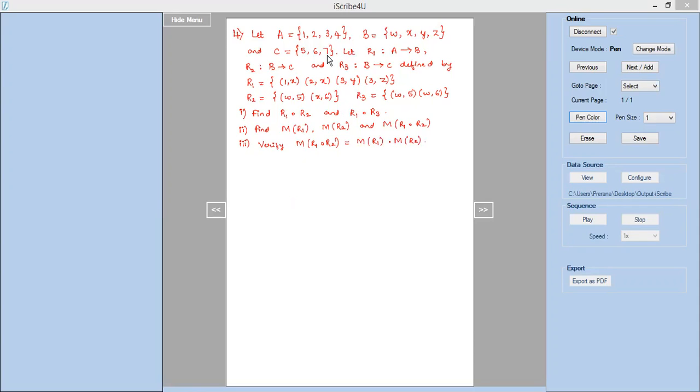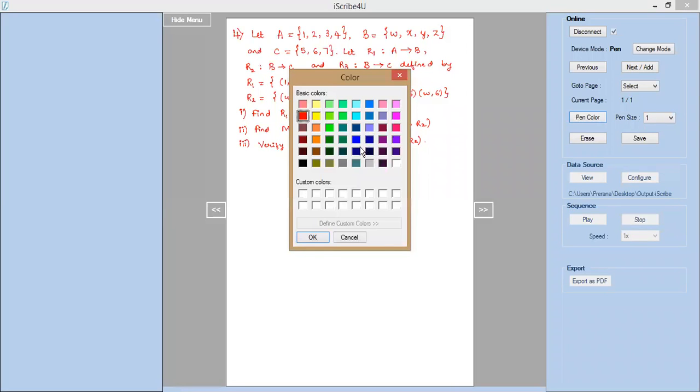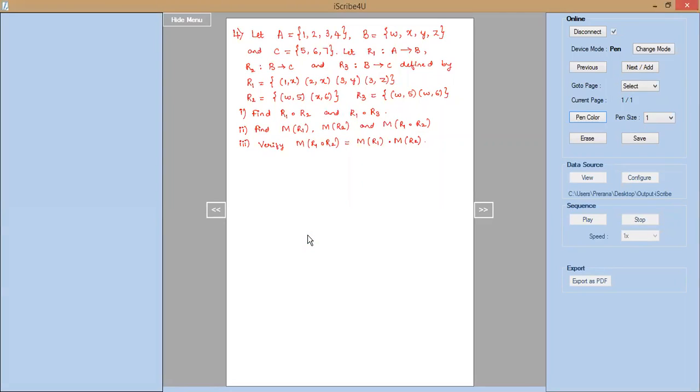So sets A, B, C are given for us. R1, R2, R3 are defined as given below. We need to find the composition of two relations, R1, R2 and R1, R3. Then we have to find matrix R1, matrix R2 and matrix R1 composition R2. And we need to finally verify matrix of R1 composition R2 is equal to matrix R1 into matrix R2. So let us do the solution for the same. We have to find R1 composition R2. So the first sub question is to find R1 composition R2.